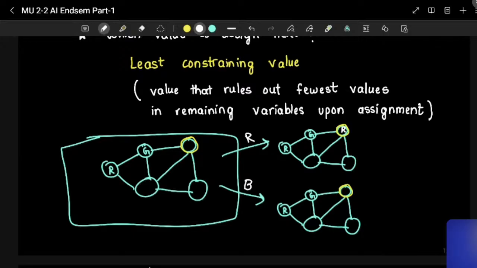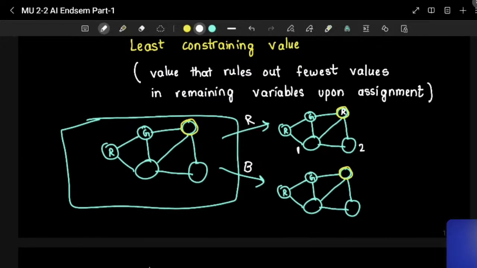If I assign red here, now I'll have to look at how many values can I put in the other variables. Here, if I look at this node, how many values can I put? R I can't put, G I can't put, blue I can put, so 1 is remaining. And here how many? R I can't put, B I can put, G I can put, 2 is remaining. They're remaining, I didn't rule them out, they're remaining.